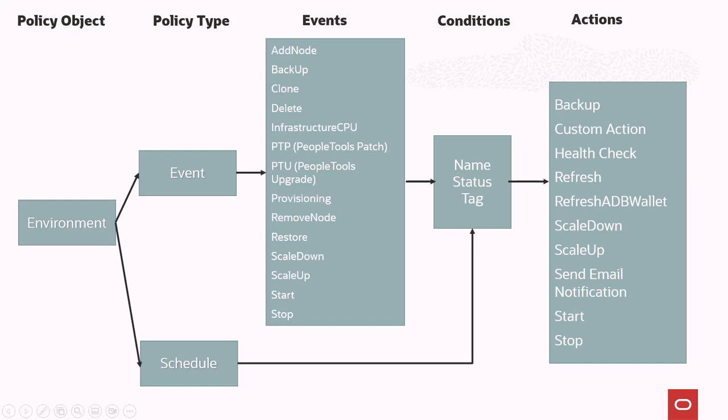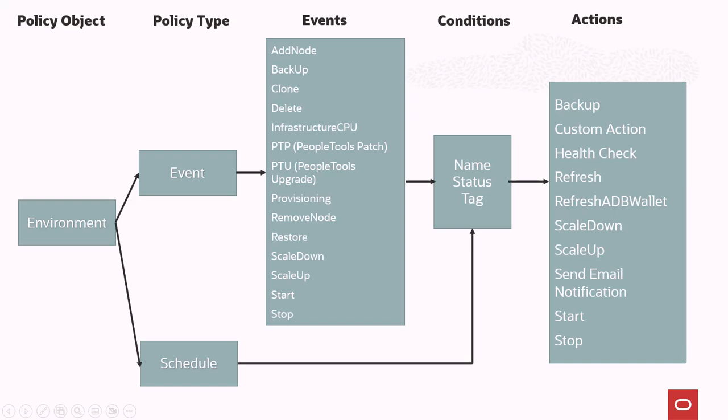Policies for managing provisioned environments can be scheduled for a specific date and time or triggered by one of several events. Events for environment policies are add node, backup, clone, delete, infrastructure, CPU, PeopleTools patch, PeopleTools upgrade, provisioning, remove node, restore, scale up, scale down, start, and stop.